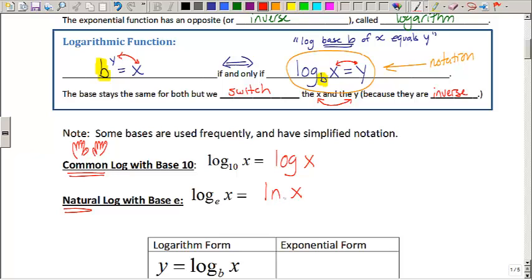You don't put a base e here. The ln stands for natural logarithm, or logarithm natural. So we have natural logarithm of x is the same thing as log base e of x. Please don't write your answers log base e or log base 10. You want to write them in the preferred simplified notation.